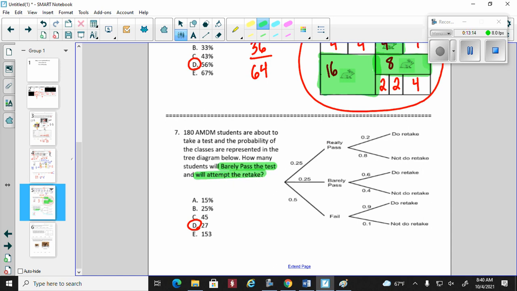All right, so barely pass is 25%, and will attempt the retake is 0.6. So I got to multiply those two together to get the probability of that exact thing happening. When I do the math, I get 0.15, which is option A, but that's not what the question is asking. It's asking you how many people. Make sure you read it correctly. So that means 180 people times 0.15.